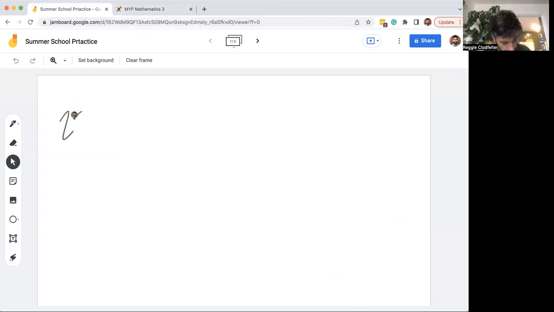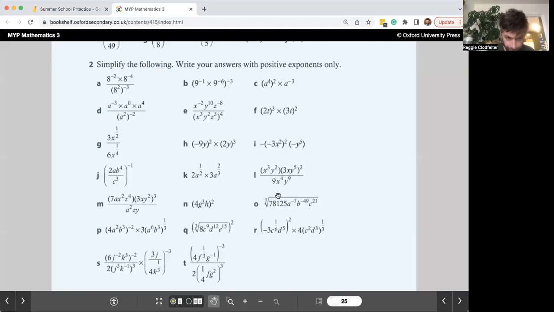2r done, now 2s, we've only got 2 to go. Ooh, 2s does not look like a mess. Okay, so I'm actually just going to do the first part, this left part here, and then I'll do the right part, okay? And then combine them, just because I have limited space. So I have 6j to the negative 2, k cubed, all to the negative 2, over 2 times j cubed, k to the negative first, all cubed.